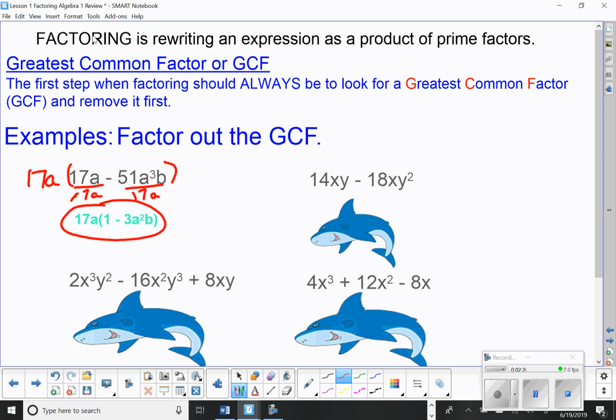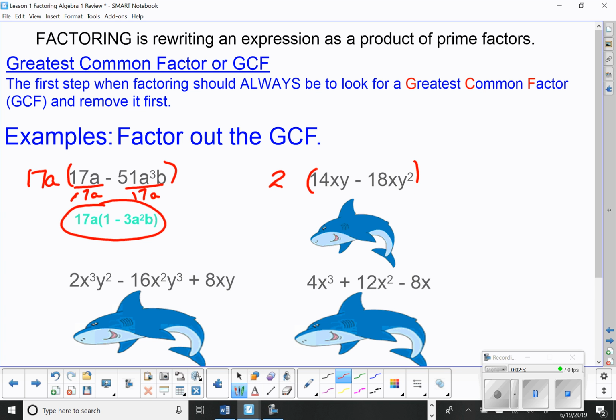So again, we look at 14xy, 18xy squared. Let's look at the numbers first, 14 and 18. Always then go to the smaller number, 14. Well, 14 won't go into 18. Going down from there, we have 7. 7 won't go into 18. 2. 2 will go into 14 and 18, so that is my common factor there.